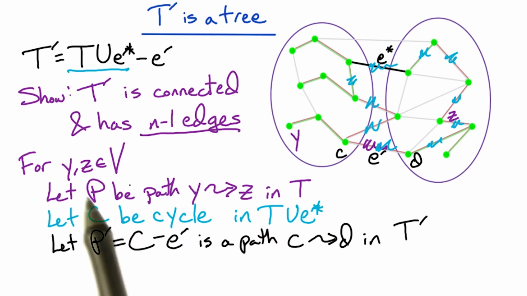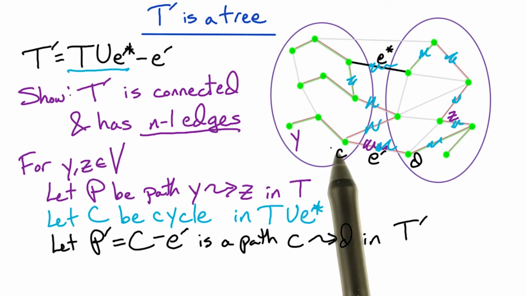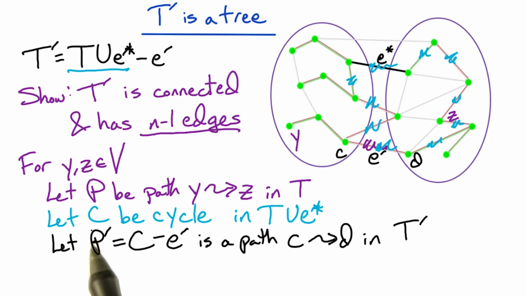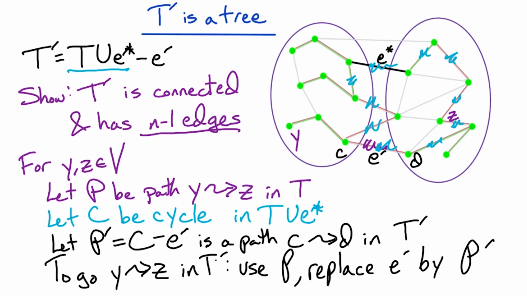So how do we get from Y to Z in T prime? Well, we're going to follow the original path P. But whenever we hit this edge E prime, we replace this edge E prime by this new path P prime. Now, to show that Y and Z are connected in T prime, we want to show that there's a path from Y to Z in T prime. Well, we're going to use the original path in T, and then whenever we hit the edge E prime, we're going to replace the edge E prime by this path P prime. Because the edge E prime does not exist in T prime, but the path P prime does exist.